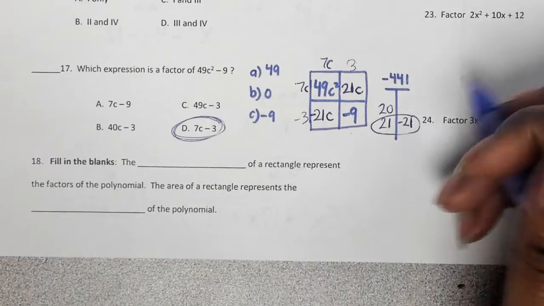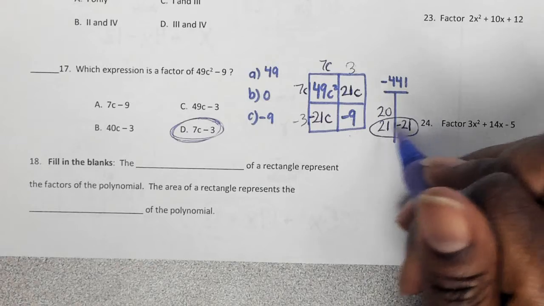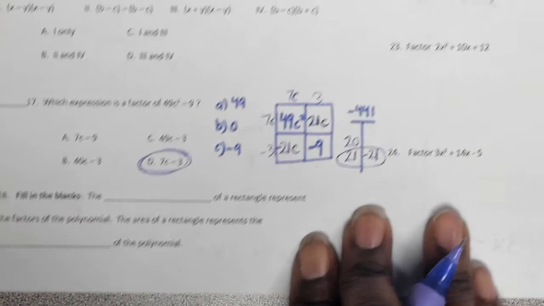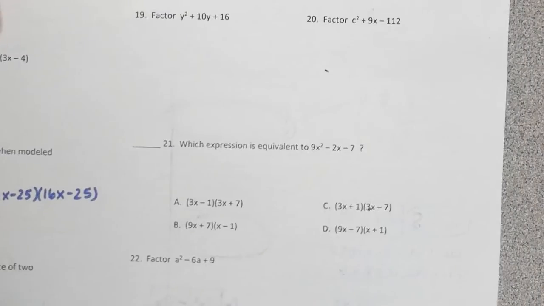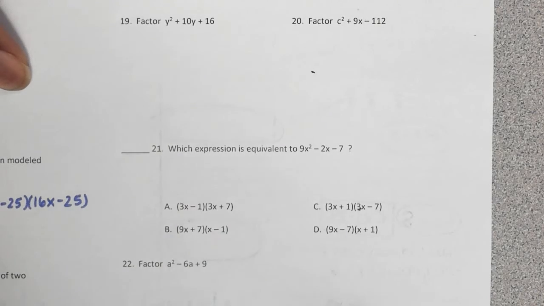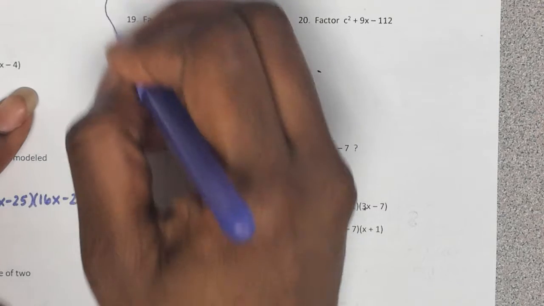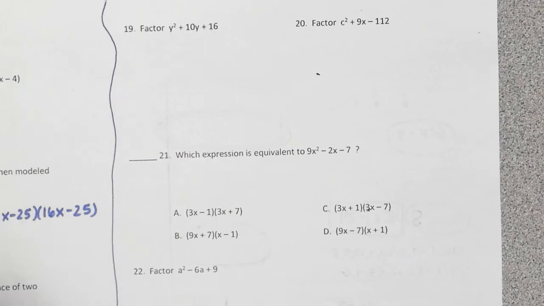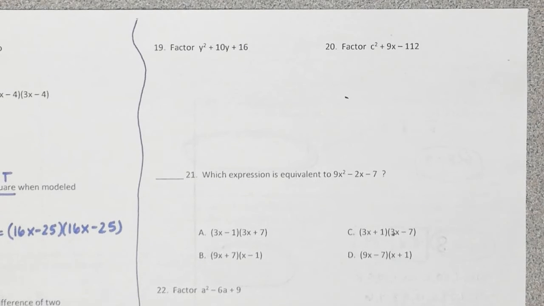If you need to ask me when you get here, I don't mind helping you out, telling you where you should look. And then numbers 19 through 24, we're just factoring, which should hopefully be getting easier. The more we do, the easier it gets, hopefully.